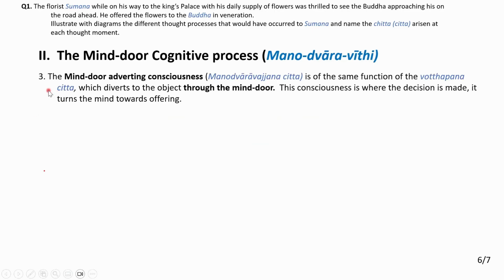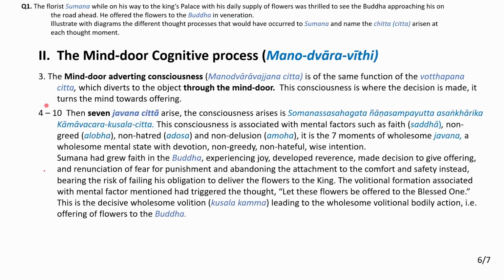So the third step will be the mind door averting consciousness, the same as the function of the voṭṭhapana citta, which diverts the object through the mind door. This consciousness is where the decision is made. It turns the mind towards the offering. Steps number 4 to 7 will be the 7 javana citta that arise. The consciousness is somanasa sahagata nana sampayutta asankharika kamavacara kusala citta as previous.